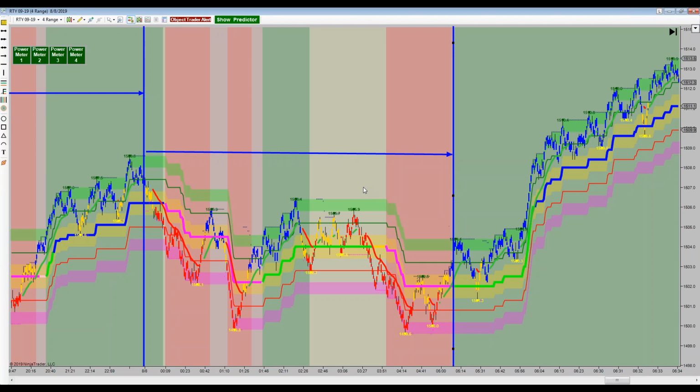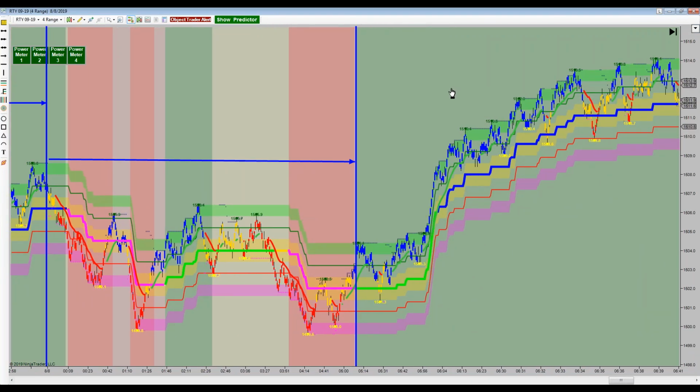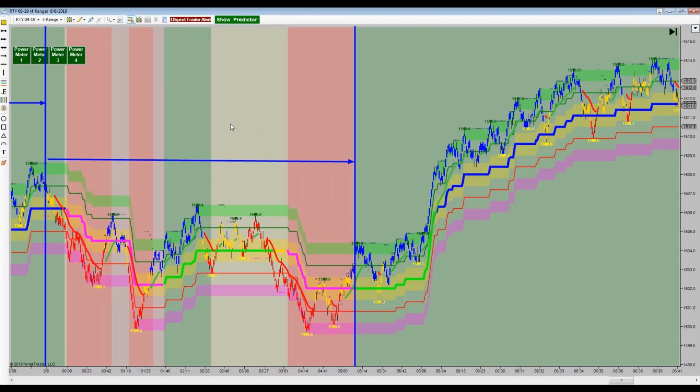Can everybody see the difference between how this part of the chart looks to the left and how this part of the chart looks to the right? So what are the differences that you see over here, this part of the chart versus this part of the chart? Anybody?